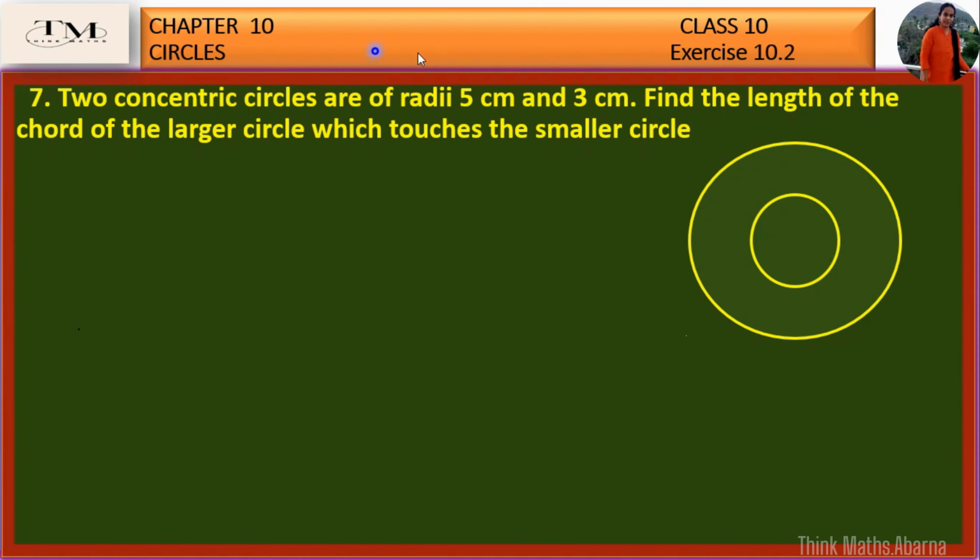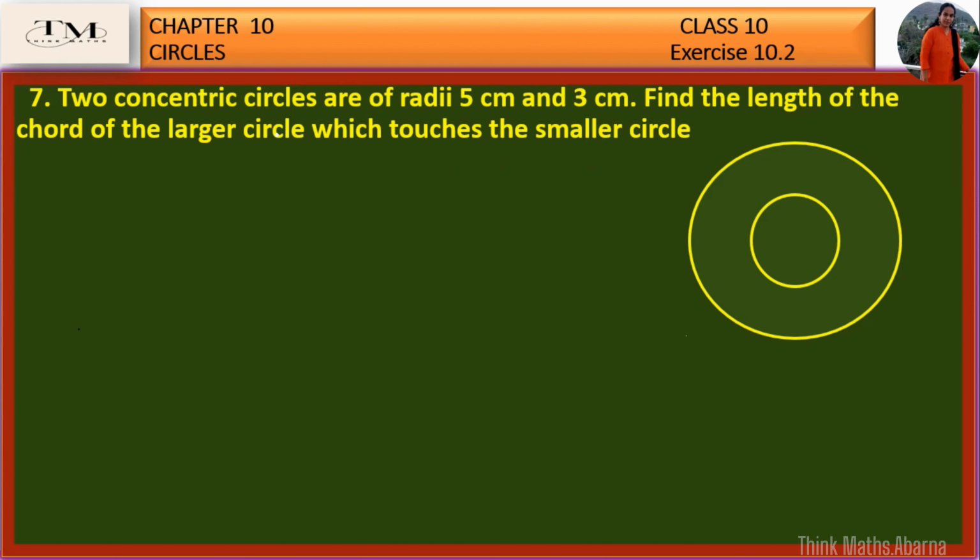This is Class 10 Maths, Circles. We are dealing with exercise 10.2, question number 7. Two concentric circles are of radii 5 centimeter and 3 centimeter. Find the length of the chord of the larger circle which touches the smaller circle.